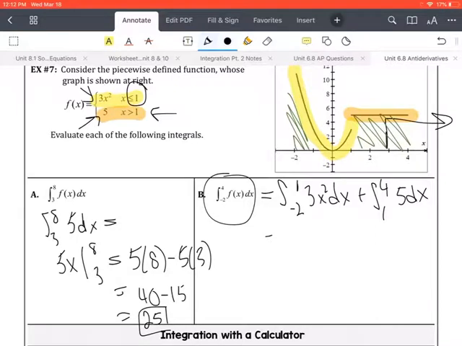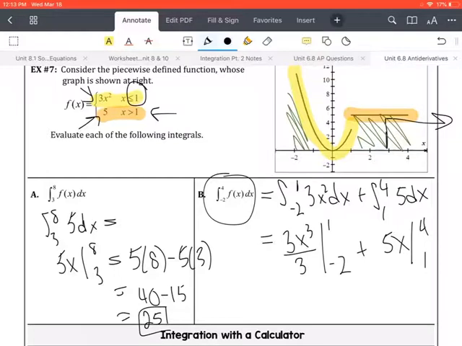All right, so this becomes antiderivative 3x cubed divided by 3 evaluated from 1 to -2 plus antiderivative 5x, we did that over here, or antiderivative 5 is just 5x, evaluated from 4 to 1. All right, so finish evaluating, plug in those numbers, check your answers on Edpuzzle.